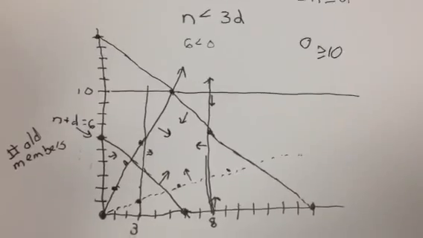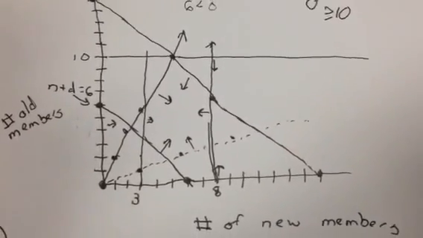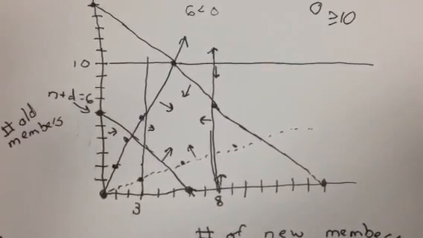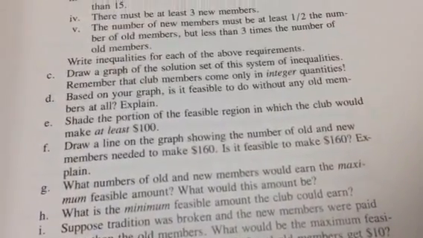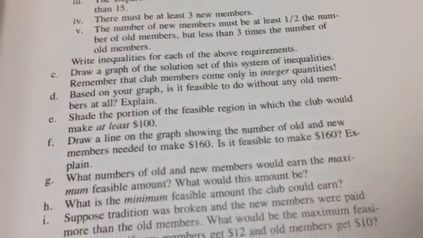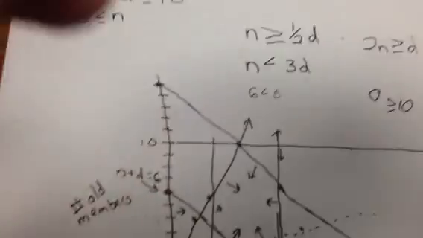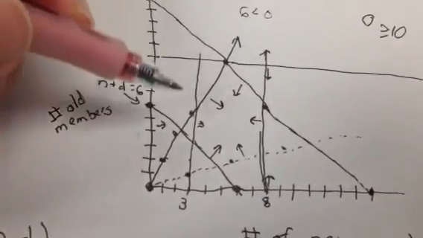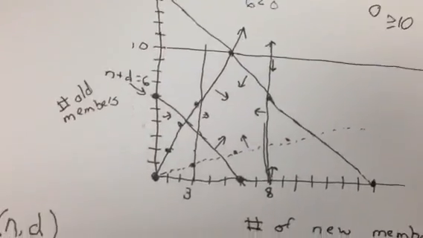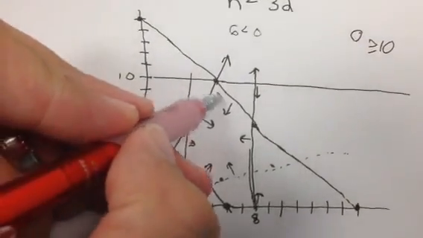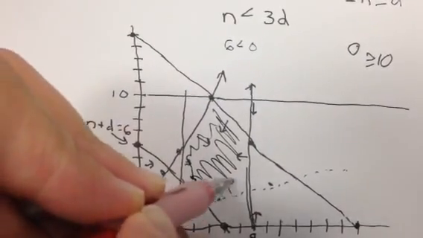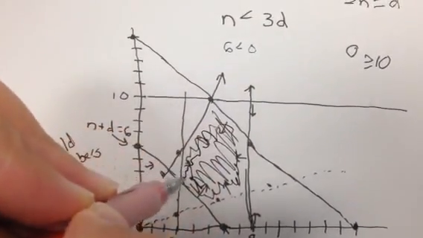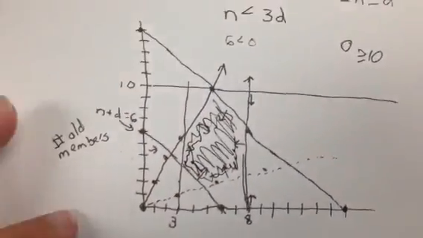Now, in order to figure out what are possible solutions, first of all, actually, never mind, we're not answering the questions yet. Indeed, it asks, based on this graph, is it feasible to do without any old members at all? Well, it's not, because if you had 0 old members, it's only working in this region. And solutions with 0 members are not graphed in this system of inequalities.